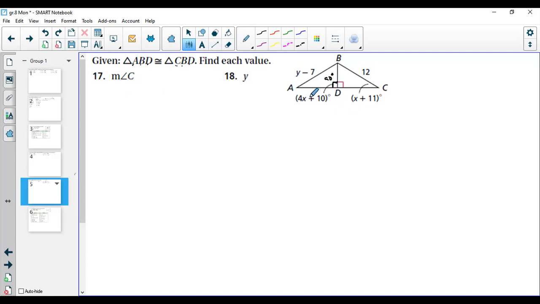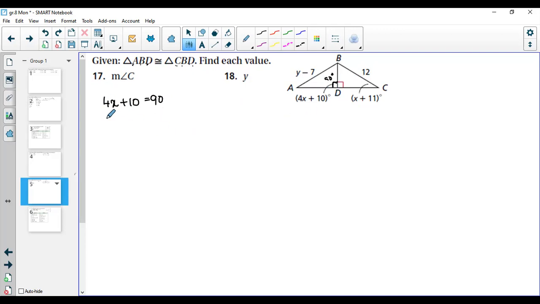Now, can I say 4x plus 10 equals 90? Because already it is 90. So I need an equation, in fact, to find out the value of x. So I could say 4x plus 10 equals 90, right? That's because you can use two reasons here. One is angle D equals angle D, it is corresponding. That is one reason. And another reason is they are angles on a straight line. So if one angle is 90, the other is going to be 180 minus 90, which is 90.